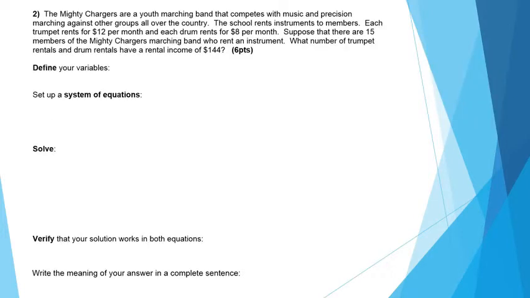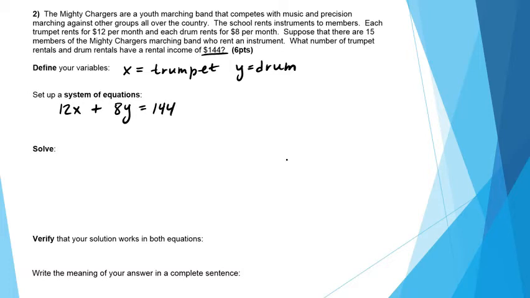For problem 2, you needed to set up a system of equations. So first you were asked to define your variables. For example, you might have done x equals the trumpet rentals and y equals the drum rentals. Then my system of equations: I know that trumpets are $12 a month, so 12x plus drums are $8 per month, so 8y equals $144. And I also know that there's 15 total members of the band who rent an instrument, so x plus y is going to equal 15.